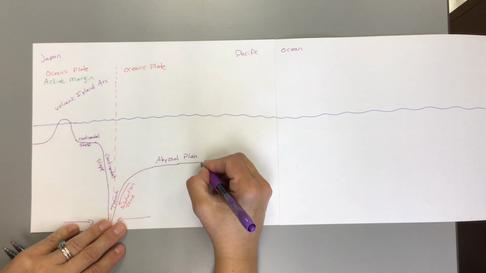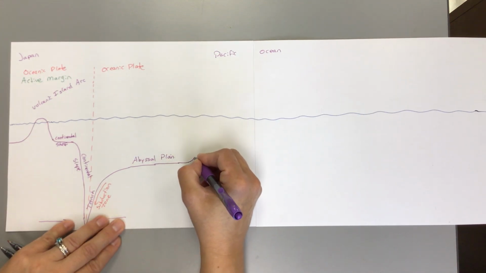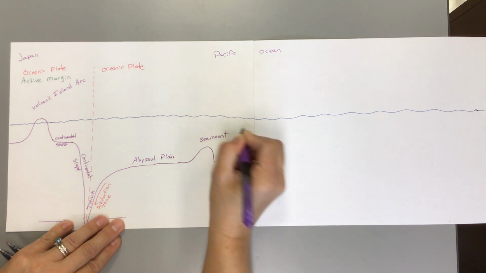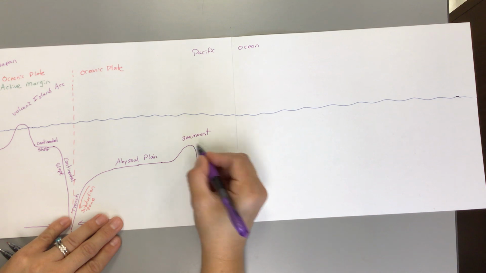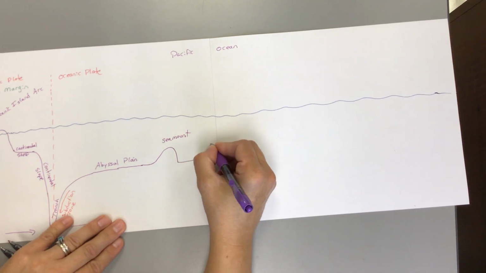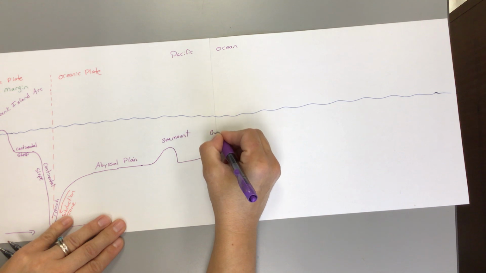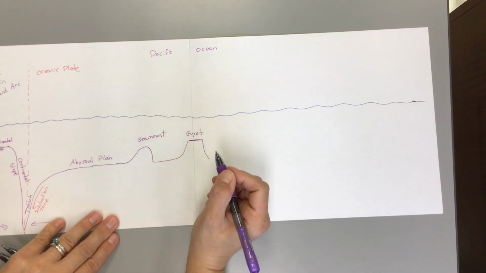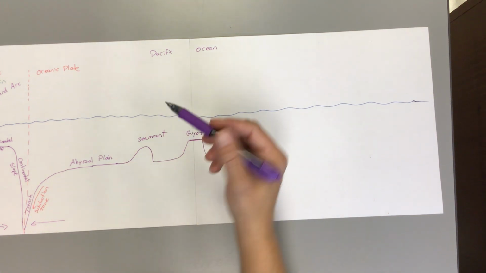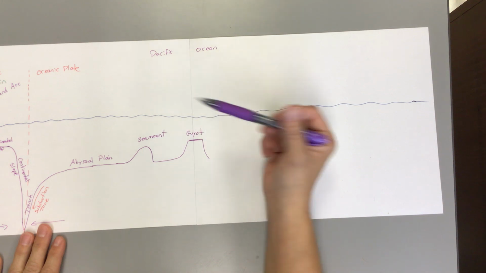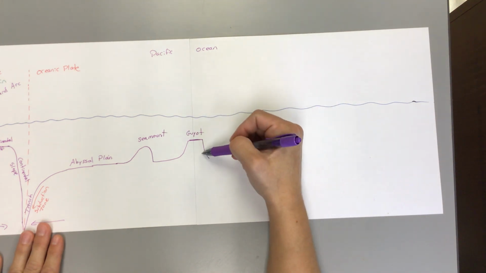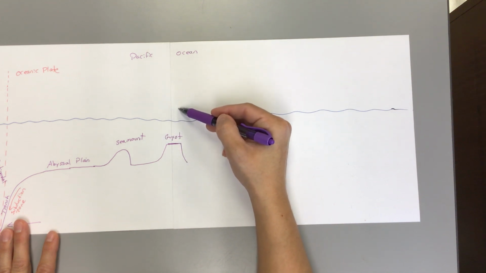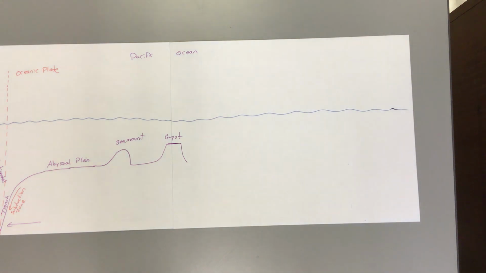And sometimes within my abyssal plain, I may get what's called a seamount, which is an extinct volcano with a rounded top, or I may also get a Guyot. A Guyot's an extinct volcano with a flat top. So the difference between these two is the seamount never makes it to the surface of the ocean. A Guyot, for example, is a volcano that, at one point, was above the surface of the ocean.